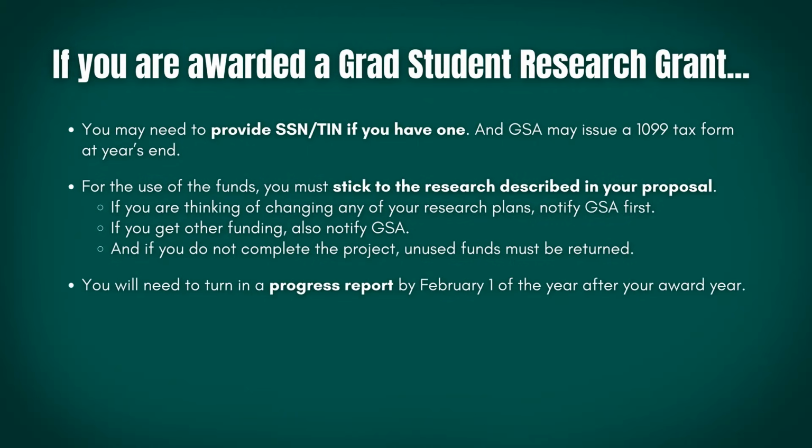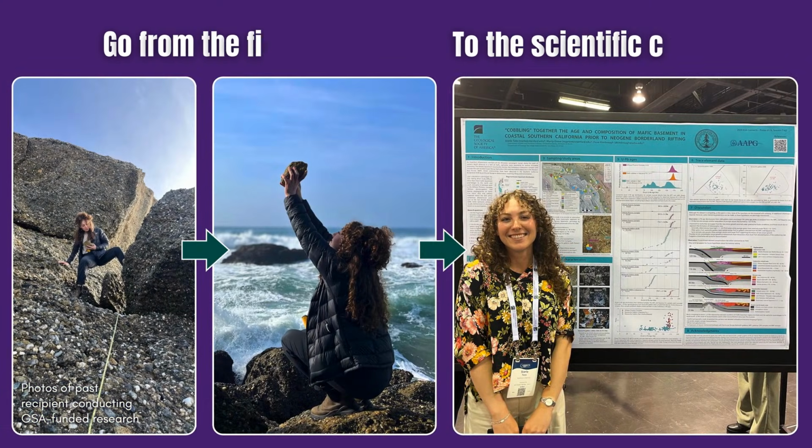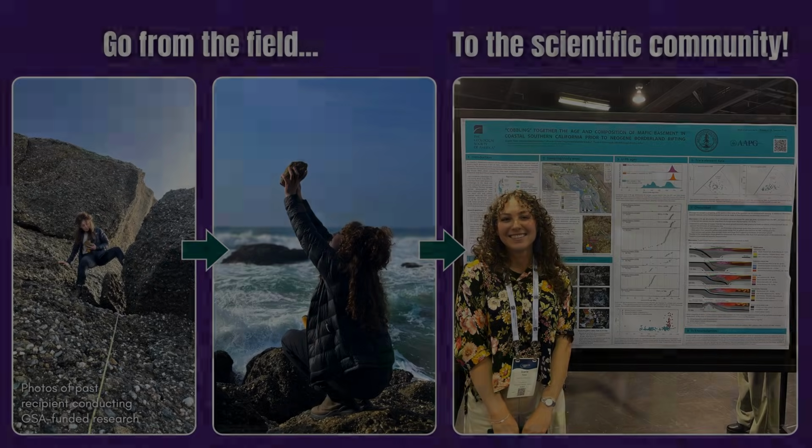You will need to turn in a progress report by February 1st the following year. And while you're not required to, GSA highly encourages you to present or publish your results at meetings and in scientific journals. And if you do so, be sure to acknowledge GSA's support. Well, that's everything you need to know about how to apply to the GSA Graduate Student Research Grant.